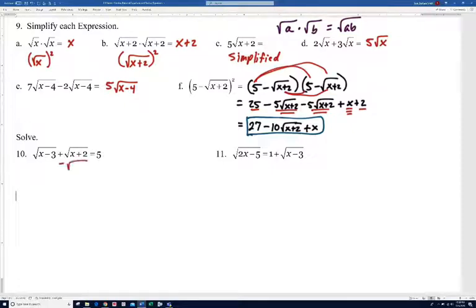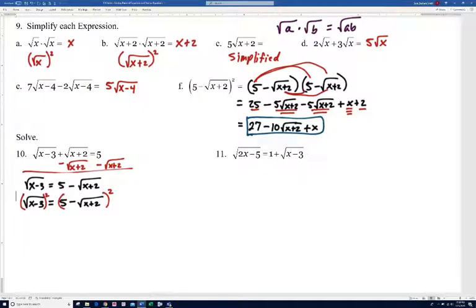So on number 10, the first thing we're going to want to do is subtract square root of x plus 2 from both sides. So we get the square root of x minus 3 is equal to 5 minus the square root of x plus 2. And so now we can go ahead and square each side.